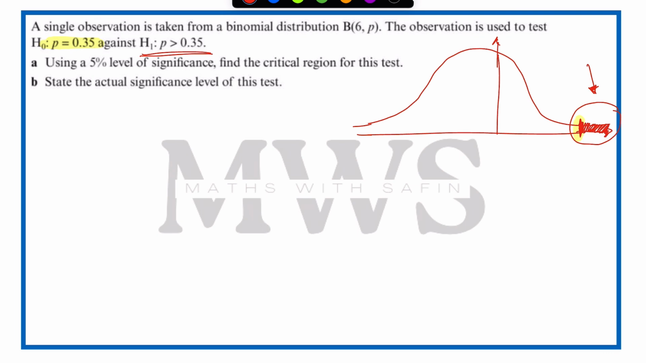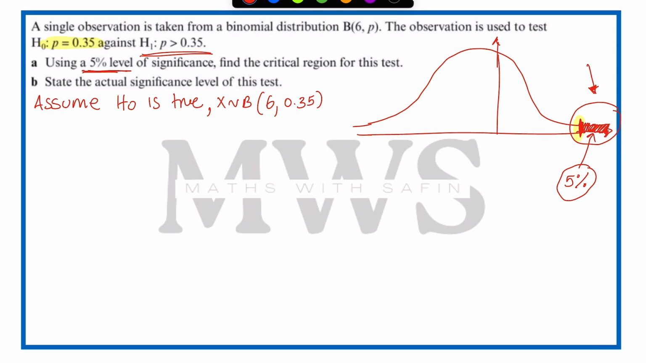But before then, we assume H naught is true. So if H naught is true, then what does that mean? X is binomially distributed where n is 6 and p is 0.35. In order to find the critical region, using the 5% significance level, this part here represents the 5%. So we need to find the probability of a value being 5% or less. If it's not less than 5%, then that value is on the other side, which is not what we want. The way we find the critical value is a bit of trial and error with a couple of values.